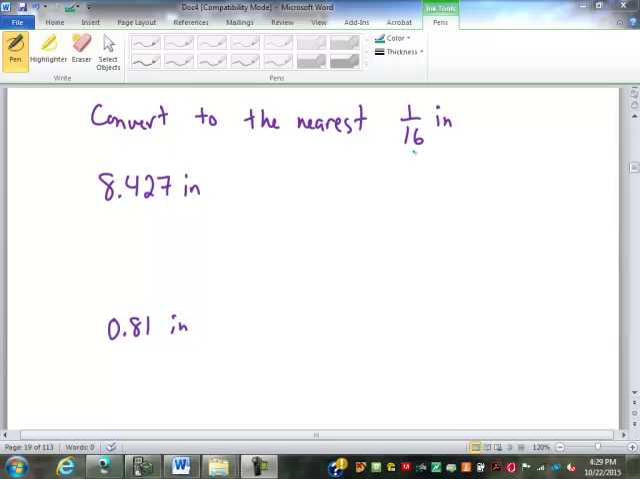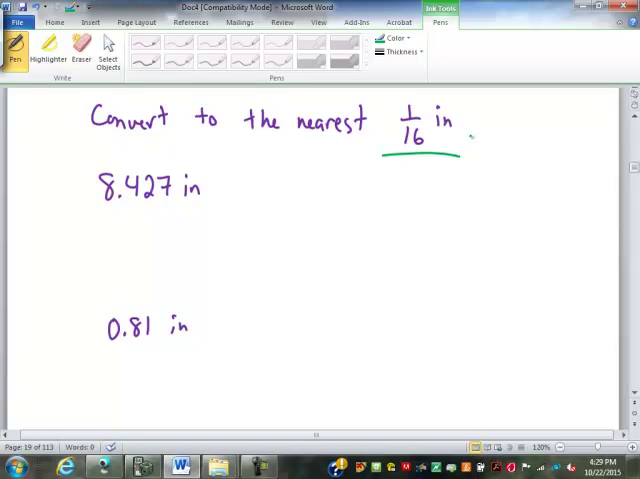So I've put up here, this is kind of a review from last week. We did this a couple of times last week. If I have 8.427 inches and I want to convert it to the nearest 16th of an inch. Now we can convert it into an exact fraction, but that's not what we want here.